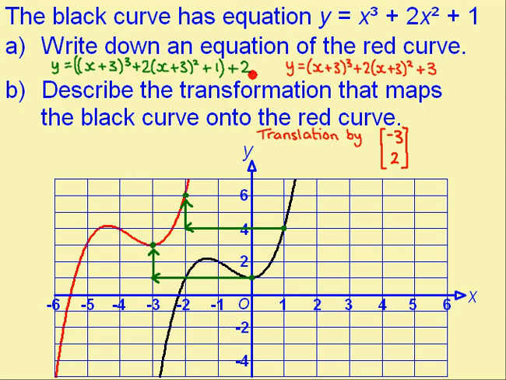If you've left your answer like this, it's perfectly acceptable, but I've done a slightly tidier version here. This movement, 3 to the left and 2 up, can be represented by this translation vector, minus 3 for 3 to the left and 2 for 2 up.